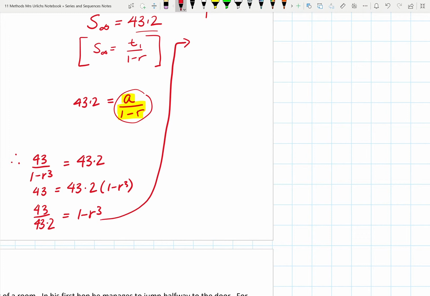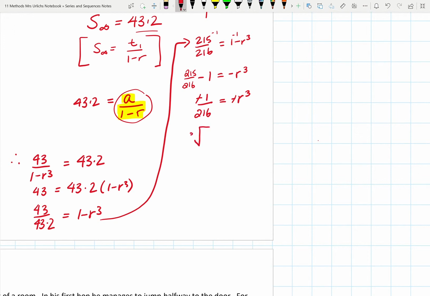If you do 43 divided by 43.2 on the calculator, it actually comes out as 215 216ths equals 1 minus r cubed. Then we take 1 from both sides. So 215 minus 216, divided by 216, equals minus r cubed. Now 1 is 216 216ths, so 215 minus 216 is minus 1 216th equals minus r cubed. We cancel the factors of minus 1 and we're left with 1 on 216 equals r cubed.